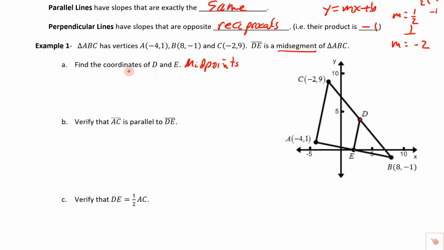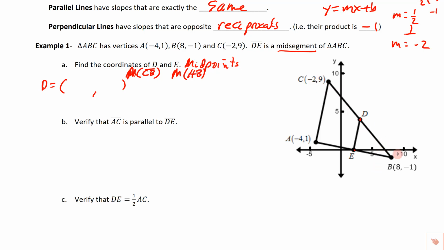So this is the midpoint of D, which is in between C and B. So I'm going to put a big capital M here, midpoint of C and B. And this is going to be the midpoint of A and B. So D is going to be, let's see, it's a midpoint, in between these two guys right here.